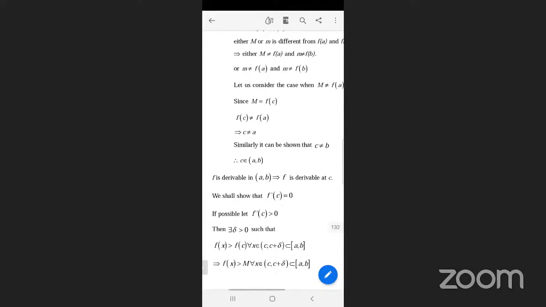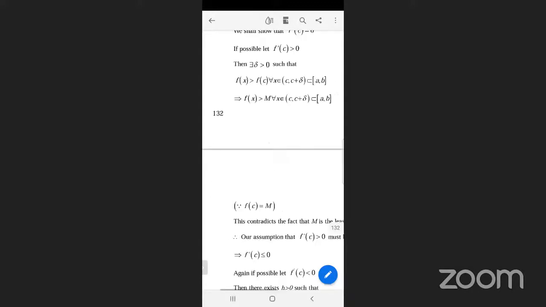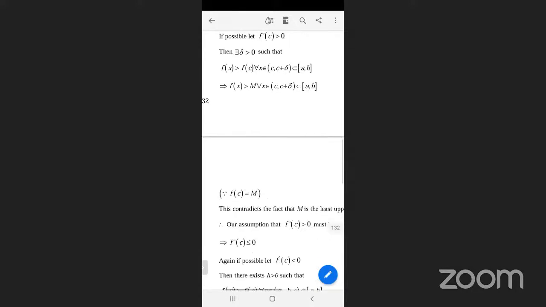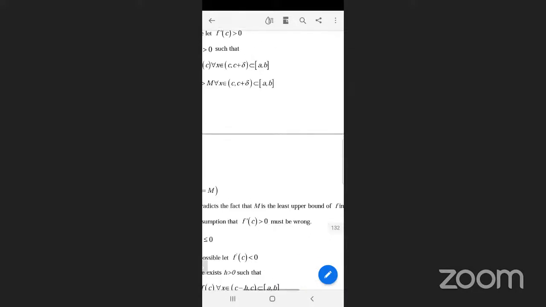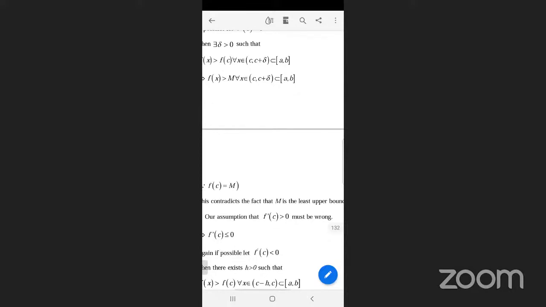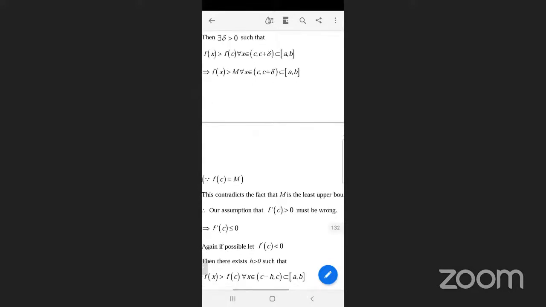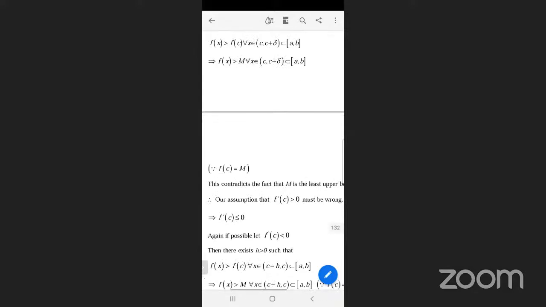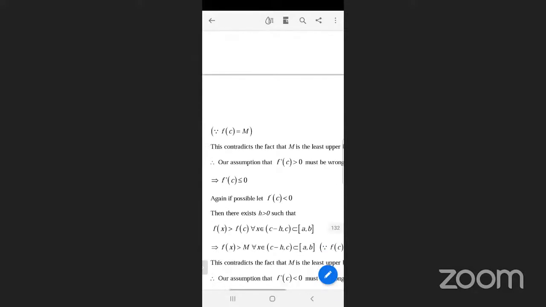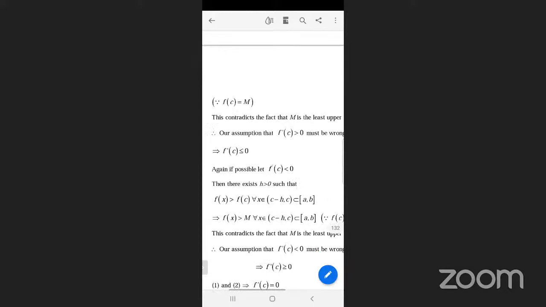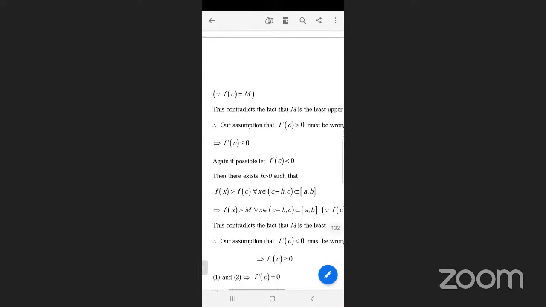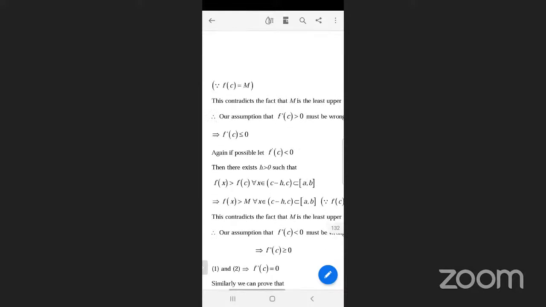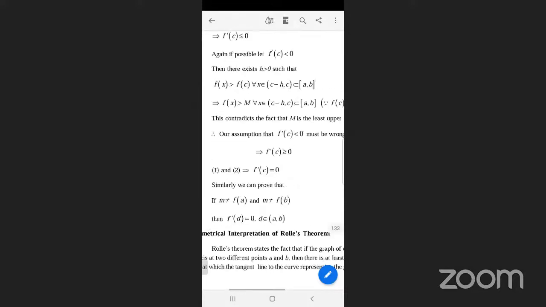It implies that f(c) equals m, which is a contradiction to our upper limit. Why? Upper limit is the maximum, and beyond the upper limit there is no further limit. So f dash c greater than 0 is a wrong statement. So f dash c is not greater than 0. Similarly you can prove that f dash c is not less than 0. So f dash c not greater than 0 and f dash c not less than 0 means finally we will get f dash c equal to 0 only. Therefore this is the proof. Similarly we can prove it for the lower limit also.